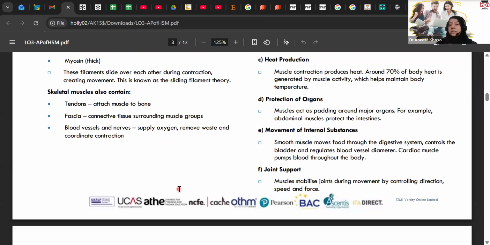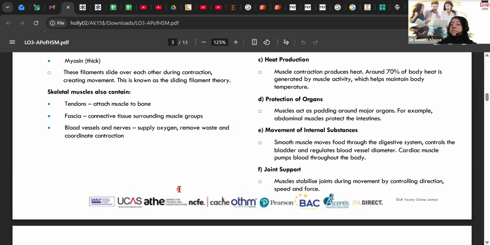There's protection of organs. Muscles act as padding around major organs, like abdominal muscles protecting the intestine. Movement of internal substances: smooth muscles move food through the intestine and the digestive system, control the bladder, and regulate the blood vessel diameter, so it becomes bigger or smaller as required. And the cardiac muscle pumps blood throughout the body. That's the specialized function that it has.